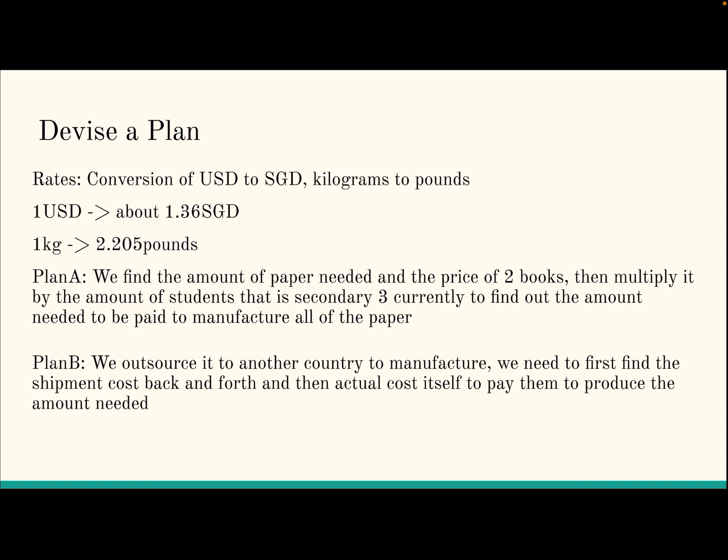For the rates, we converted USD to SGD and kilograms into pounds. 1 USD is about 1.36 SGD and 1 kg is 2.204 pounds.